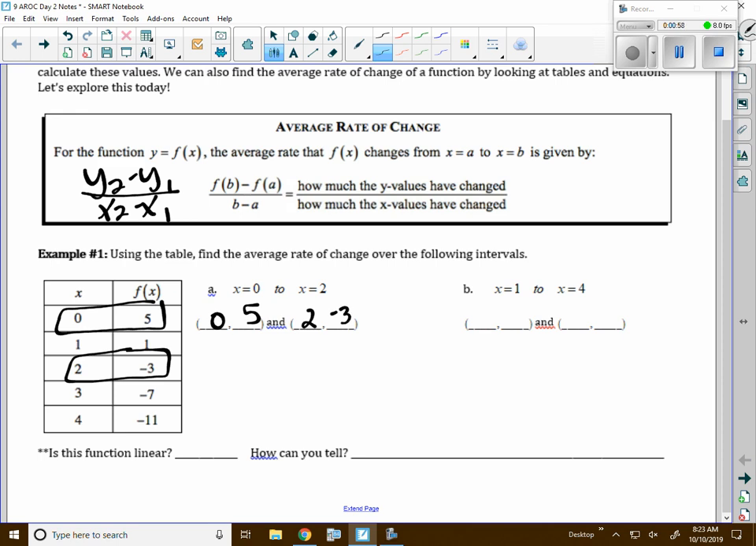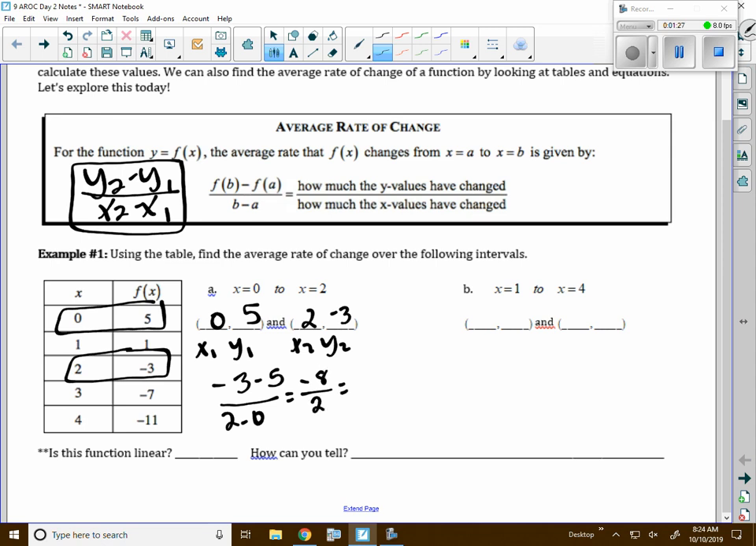Now that we have 2 coordinate points, we can use our slope formula right here to find the slope, or you could say find the rate of change. So I'm going to go ahead and label just to make sure we're all on the same page. I'm going to do my y's on top, -3 minus 5, and then on the bottom, my x's, 2 minus 0. That will give me -8/2, which is -4. Make sure we're reducing all the way down. If you need to use your calculator to help you, that's okay.